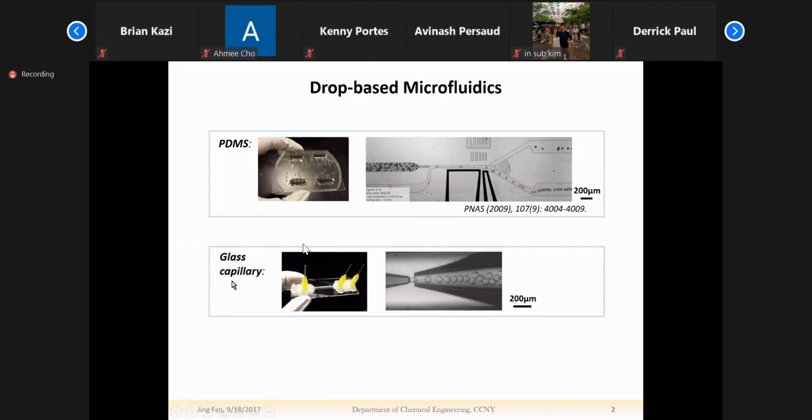And another type is glass capillary based. This is a real picture of a typical double emulsion. Yeah. What's it called, you said? What is what? The PDMS image that's not playing. What's the process called? High throughput screening.